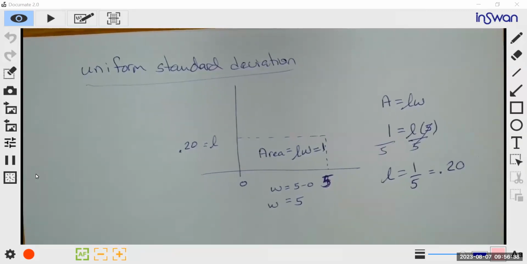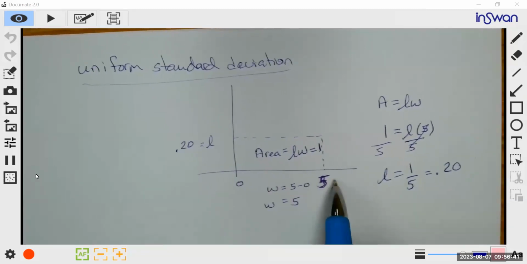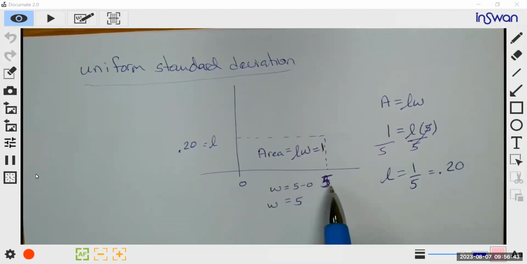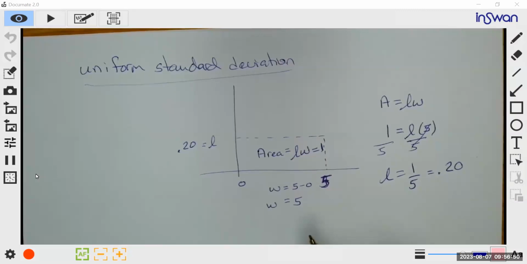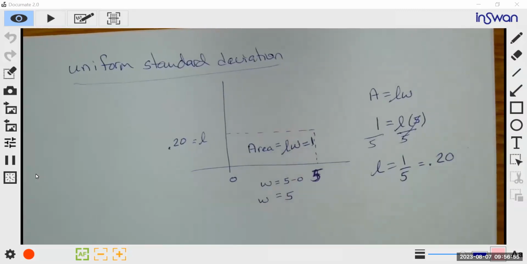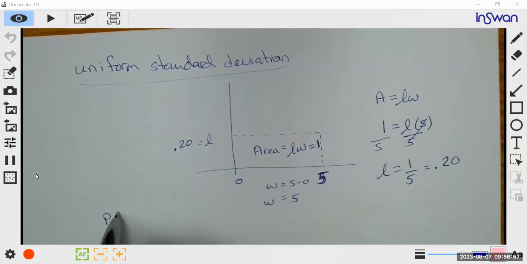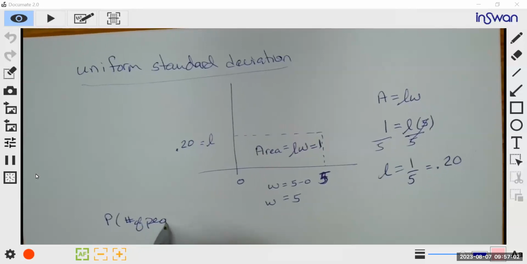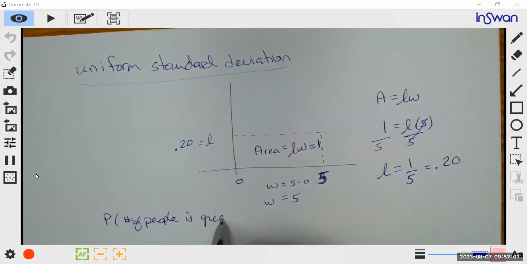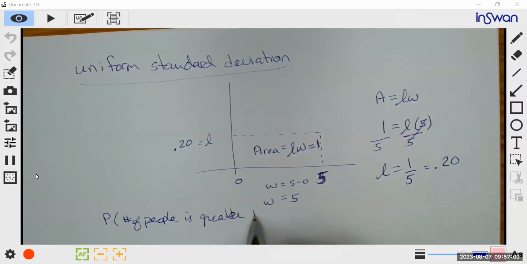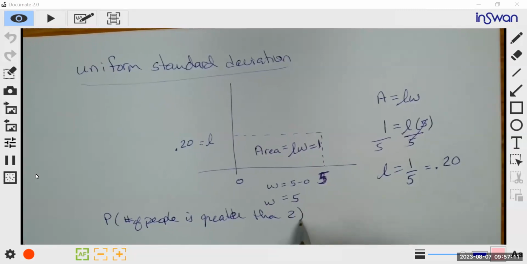Now, what the question is going to ask you is, let's say 5 people go through the door every hour at an art museum every day. 5 people go see an art museum every day. What if we want to look at the probability that the number of people is greater than 2?